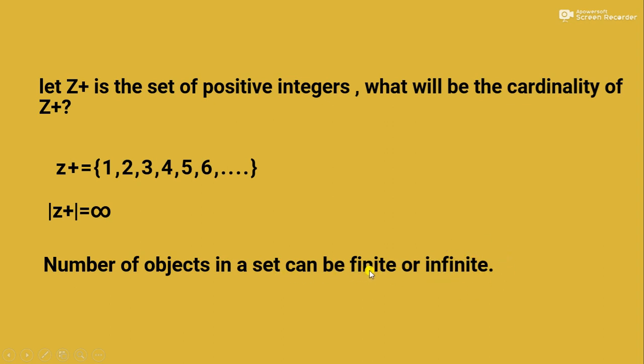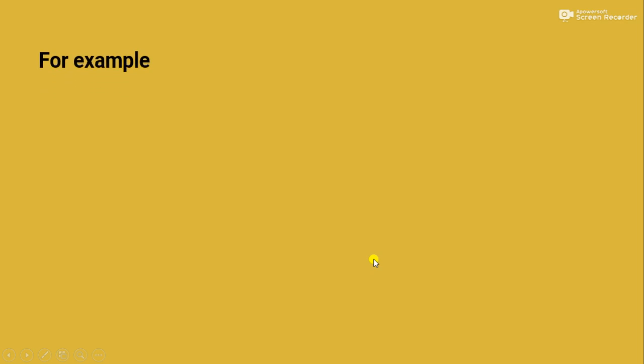So finite means a fixed number of elements are there, and infinite means we don't know how many elements are there in a set. So if we don't know how many elements are there in a set, then this type of set is known as an infinite set. And if we know the number of elements in a set, then this type of set is known as a finite set. So here we are going to see some examples of finite as well as infinite sets.